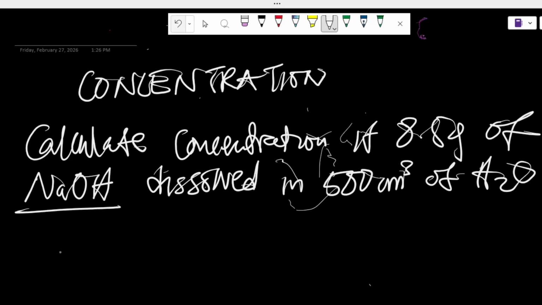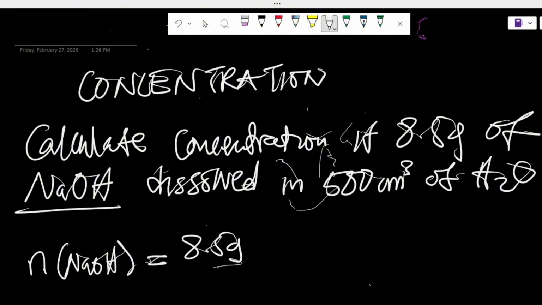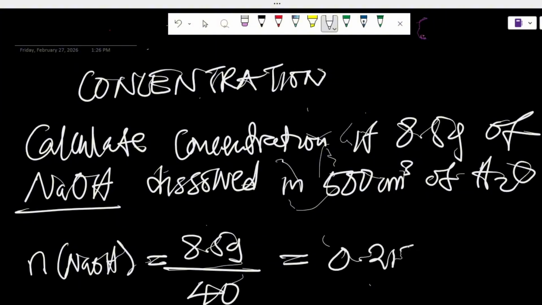And in this case, it's quite easy. So the number of moles would be, for sodium hydroxide, the mass, which is 8.5 grams, over the relative molecular mass of sodium hydroxide, which is 40. So we're going to have 40 here, and this is going to give us 0.2125 moles.